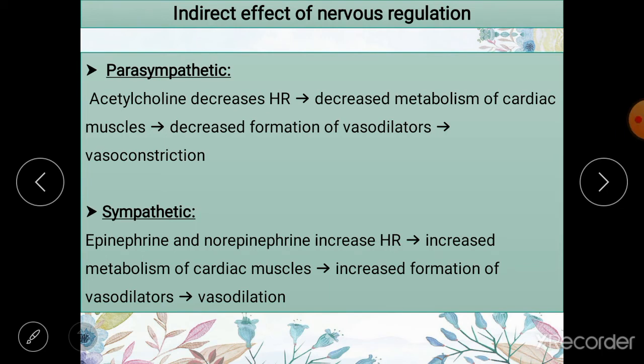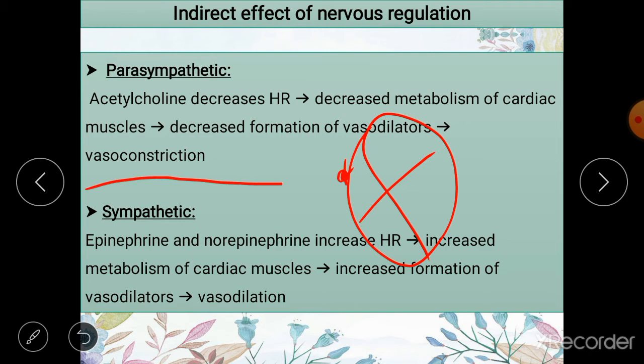What happens is that whenever you are at rest, your parasympathetic nervous system is activated. Acetylcholine is going to be released at the end of your parasympathetic nerve fibers. This acetylcholine is going to reduce your heart rate by affecting the SA node. This is your heart, this is your right atrium. In your right atrium is present your SA node, and your parasympathetic nerve fibers are always supplying your SA node.